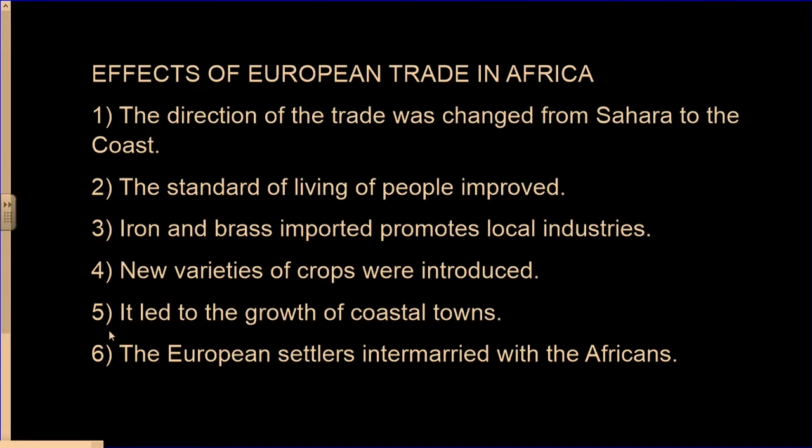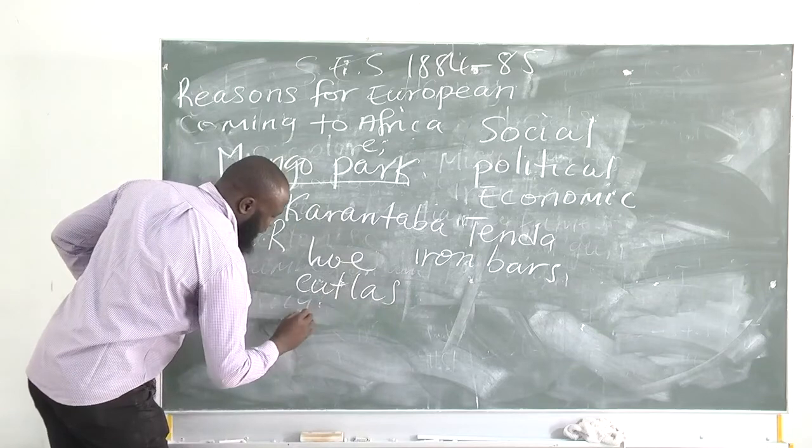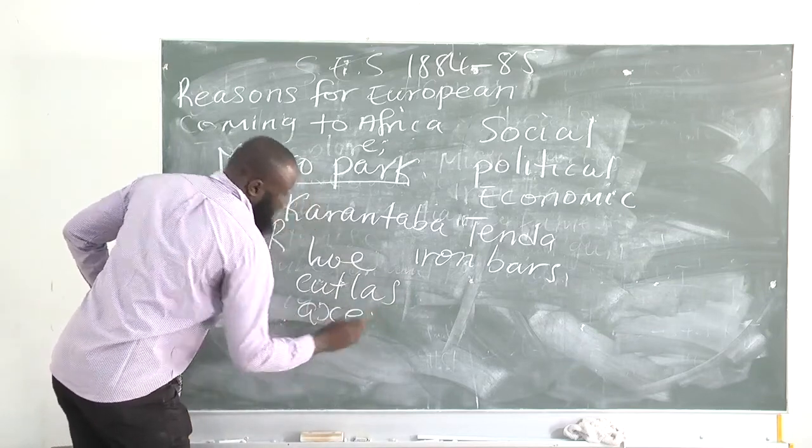Three, iron and brass imported promote local industries. Like I said, these iron and brass led to the growth of local industries, like the smith industries, where they were making tools. Among these tools were simple farm tools like hoe, cutlass, and the likes of an axe.